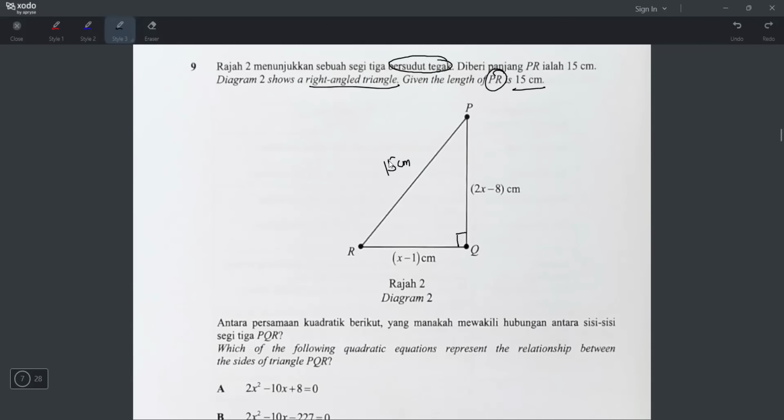Immediately, I start thinking about Pythagoras theorem already. That's just because it's a right angle triangle, and when they give you the sides like that, usually it's a Pythagoras theorem one. Okay, but let's read the question also. Which of the following quadratic equations represents the relationship between the sides of triangle PQR? So what formula can you use to represent the relationship of the three sides of the right angle triangle? Pythagoras theorem lah. That's the only formula. Another formula that you can use for right angle triangle is the SOHCAHTOA.